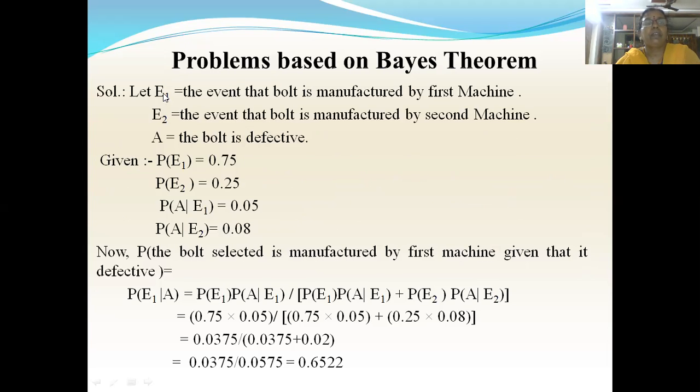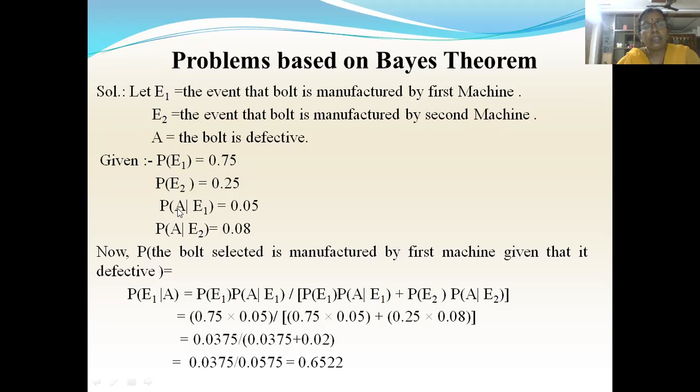So here, what is given? Two events are given. One is bolt manufactured by the first machine, another is bolt manufactured by the second machine. One more thing is given. What is the third event? That the bolt is defective. So here I am denoting E1 as bolts manufactured by the first machine, E2 as bolts manufactured by the second machine, and A as the defective bolt. Now in the problem, what is given? The probability of bolts manufactured by the first machine is 75%, so P of E1 is 0.75. Similarly, P of E2 is 0.25.